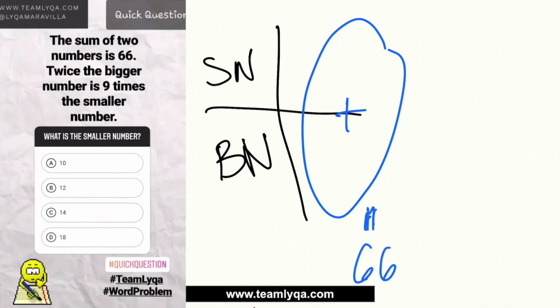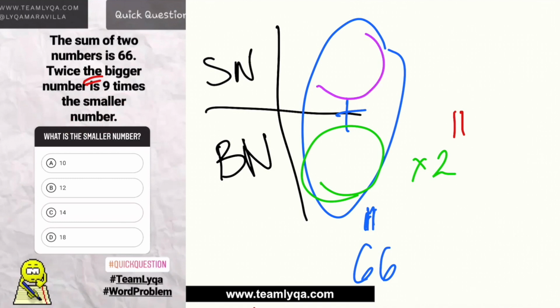What else? Twice the bigger number. So, kung ita-times 2 ko daw ang bigger number, times 2, is ay parang equals. I talked about it sa equation construction. Equal daw siya sa 9 times the smaller number. So, gagawin ko, yung smaller number ngayon, ita-times 9 ko. Equal daw siya pag times 2 ko yung bigger number. So, my table will look like this.